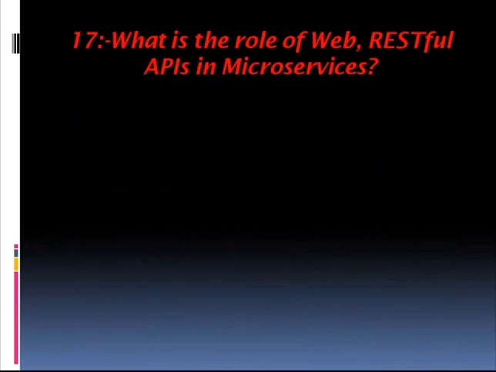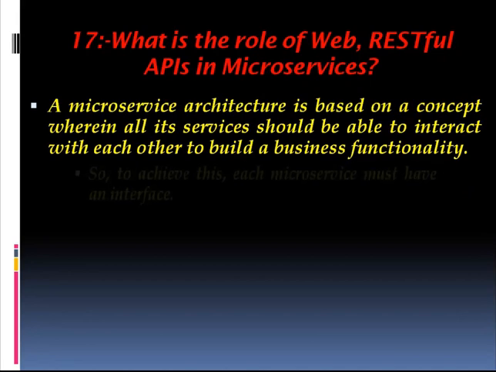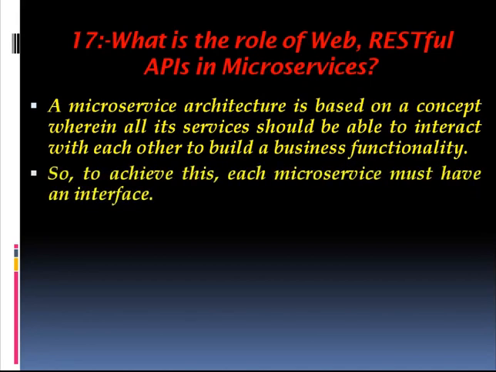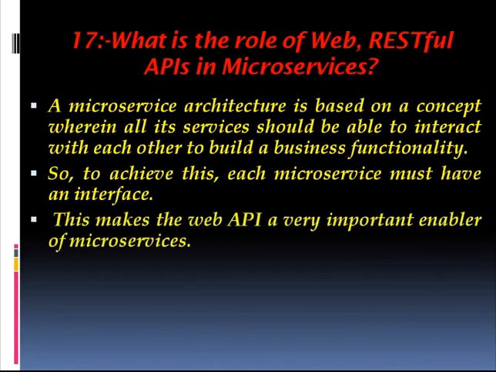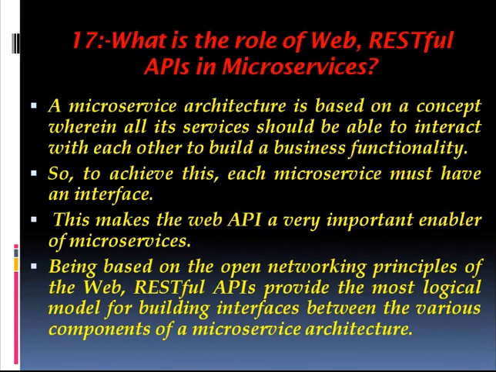What is the role of web RESTful APIs in microservices? A microservice architecture is based on a concept wherein all its services should be able to interact with each other to build a business functionality. To achieve this, each microservice must have an interface. This makes the web API a very important enabler of microservice. Being based on the open networking principles of the web, RESTful API provides the most logical model for building the interfaces between the various components of microservice architecture.